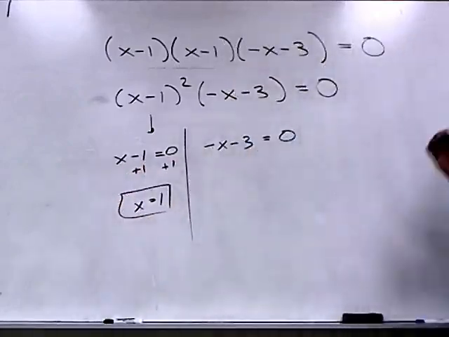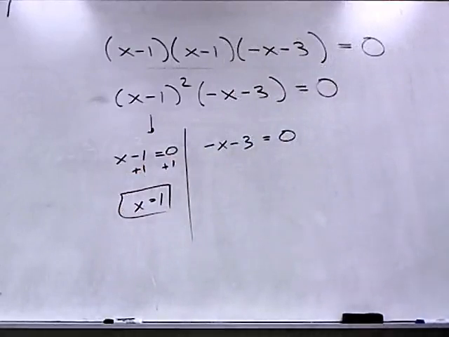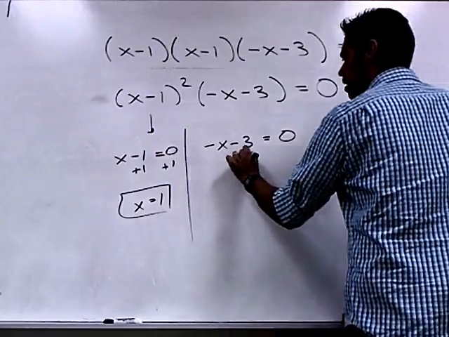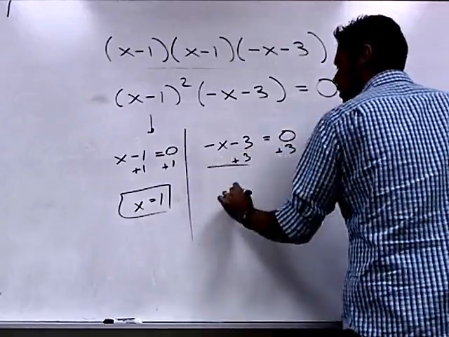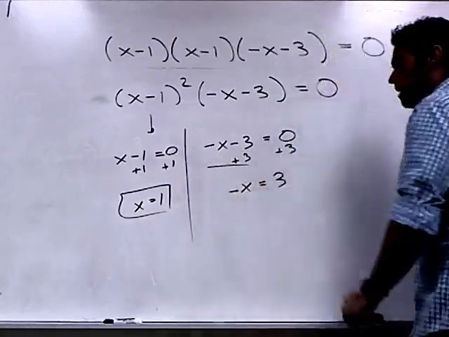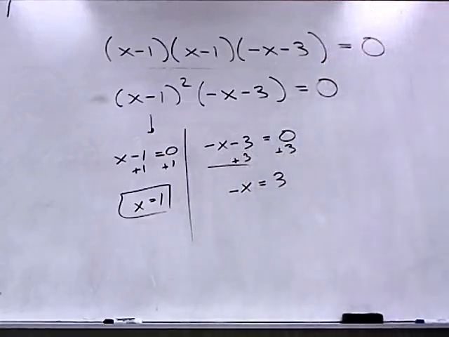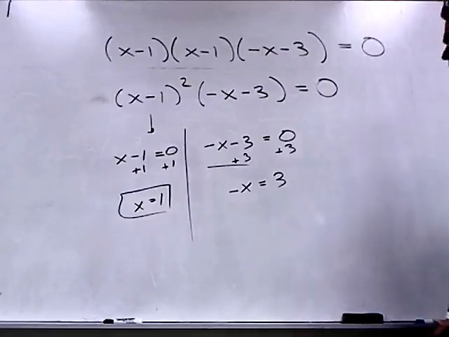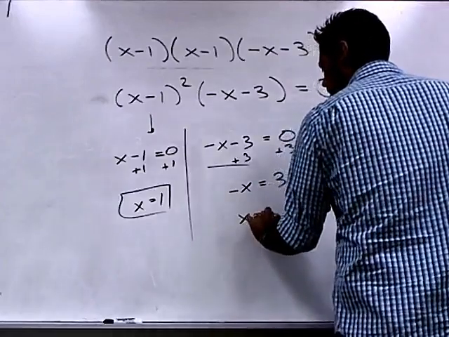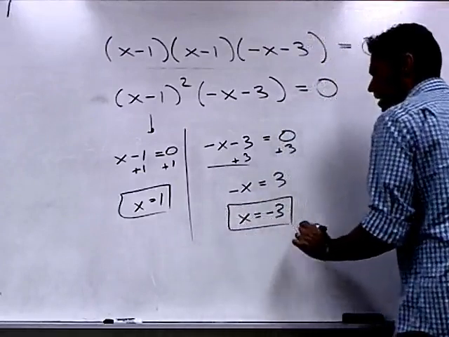Over here, how would you solve for x here? You could add 3 to both sides, right? You could. It's not wrong to do that. And that would leave me with negative x equals 3, but that's not x, that's negative x. So divide both sides by negative 1 or multiply by negative 1. Either way, the signs on both sides change, and you get x is negative 3.